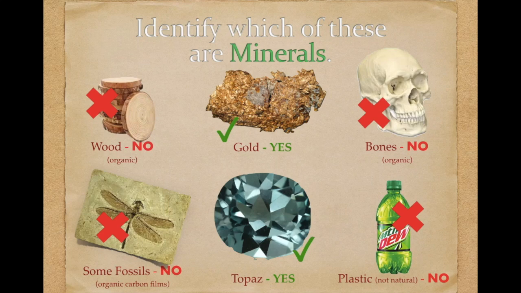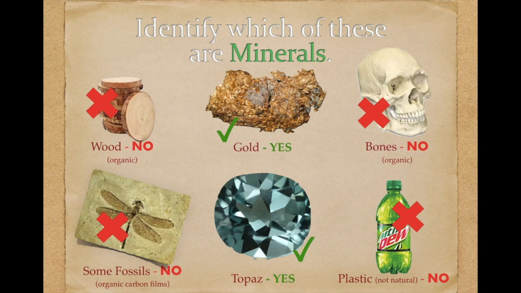Okay, here's a little practice for you. As you look at the different examples, you can identify if something's a mineral or not a mineral and why. Okay, the first one, wood. Wood is not a mineral because it's organic. It is living, or once was living before we cut it down. Okay, so wood is organic, so it's not a mineral.